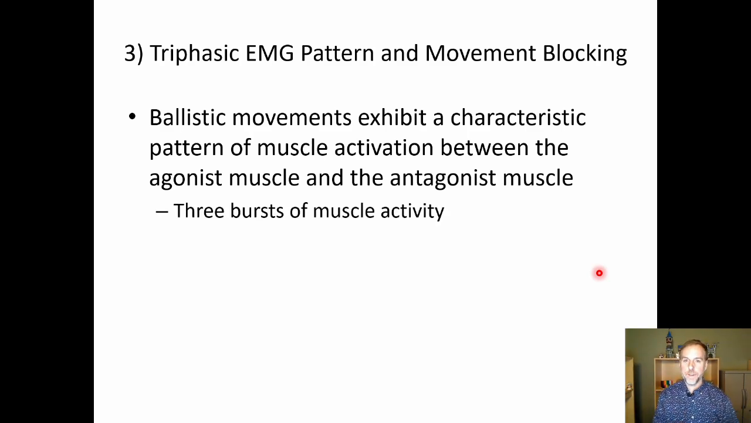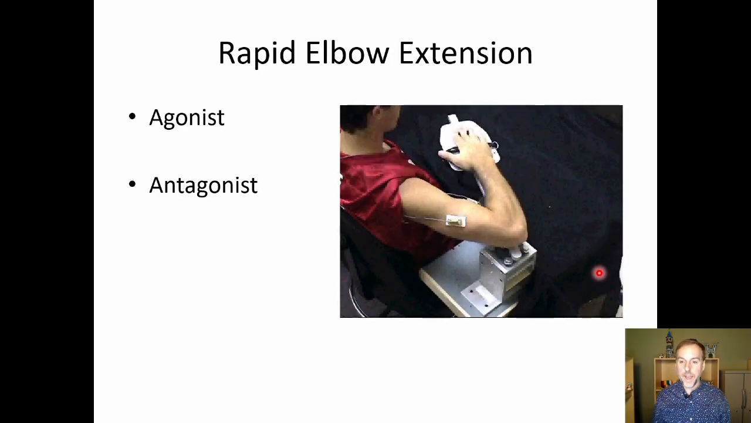All right, so back to the triphasic EMG pattern. So it's 3 bursts of muscle activity. So EMG is, of course, electromyography, electric signals from the muscles. We've got 3 bursts, so that's triphasic. And we're going to stick with elbow extension. Both these experiments use elbow extension. And here this is just showing a participant, and we've attached electrodes to their tricep and to their bicep.